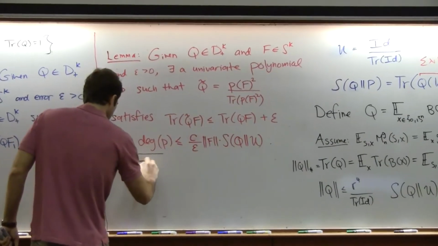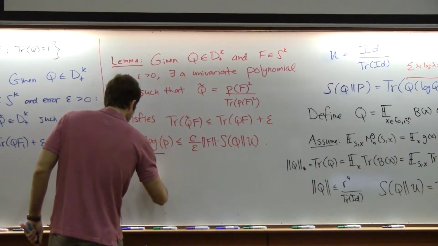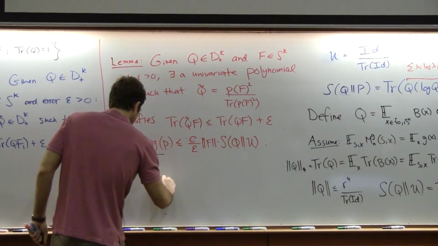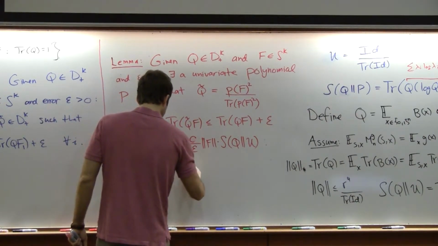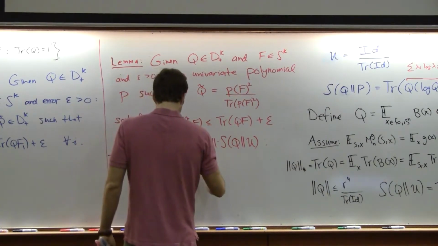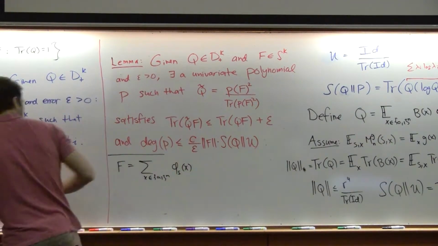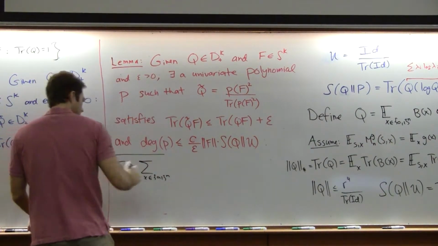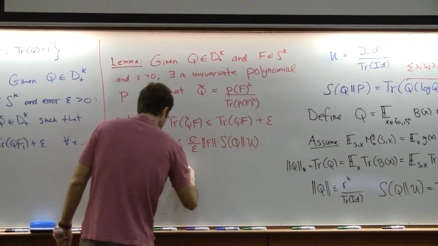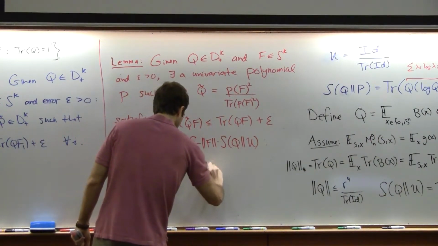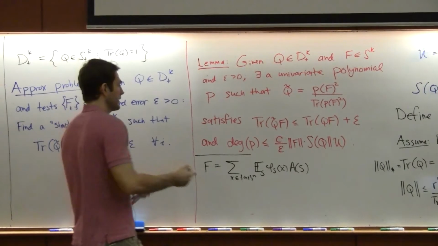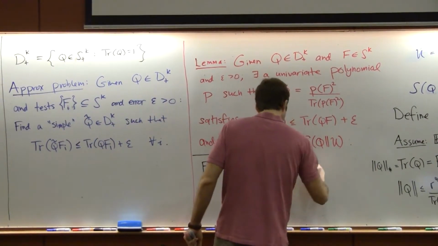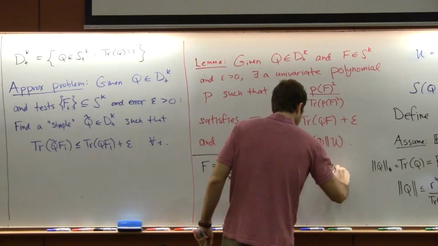So the test is sum over x, phi s x, expectation over s phi s x as. That's going to be our test. And the point of the test is just that, that still doesn't make sense. Soon it will make sense. We're going to put it in this block diagonal form.